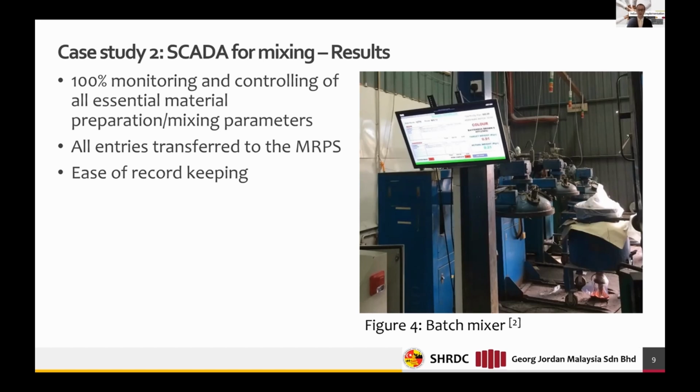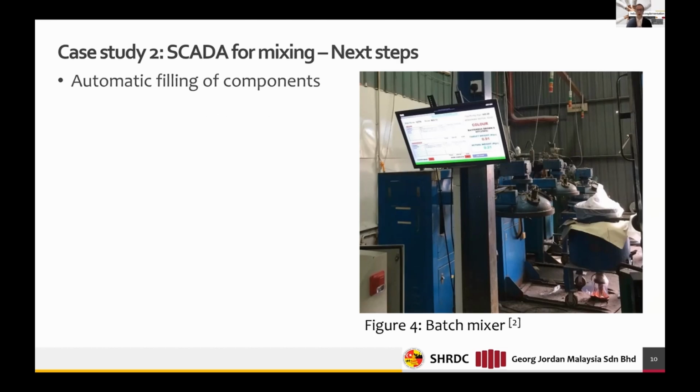Did we stop here and say, now we have SCADA for mixing? That is sufficient? No. We are looking into the automatic filling of our components. In fact, we already started a project, and by end of this year, we expect that we are going to have an automatic filling of all our components, all our materials/recipes.